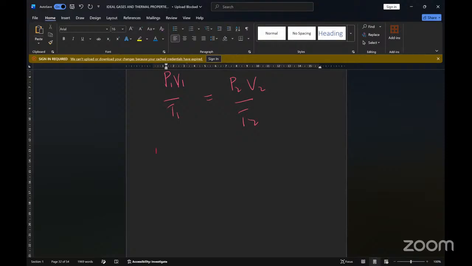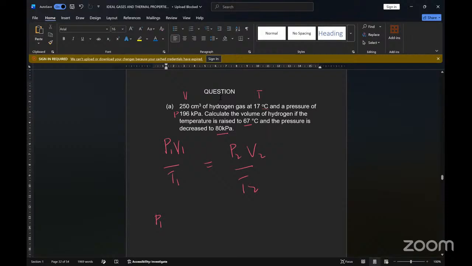So your P1, and because the variables are many, you have to be very careful you don't mix them up. Okay. Your P1 is 196 kilopascal. Your V1 is 250 centimeters cube. Now, again, with this formula, the only thing that you change is temperature.